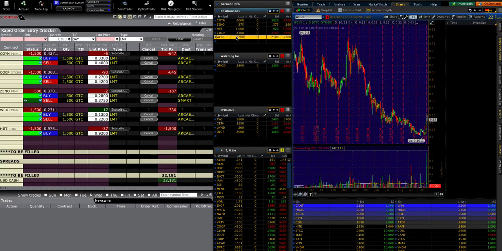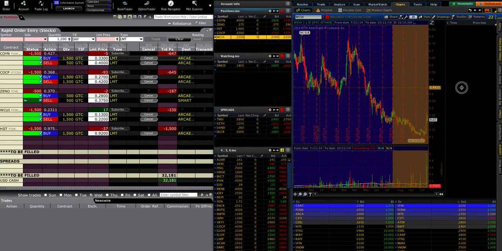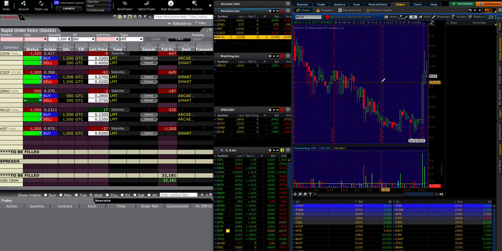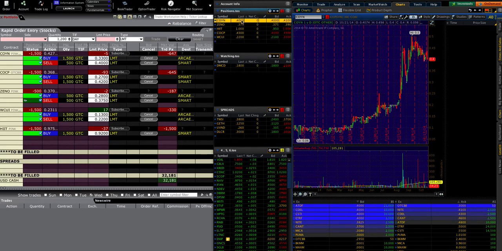WCUI, let's take a look and see. Oh, there's the open. See if anything hits or anything's moving at all. Let's see, WCUI. This hasn't traded, hasn't moved at all. You can see none of my positions are really moving, so nothing's happening really.